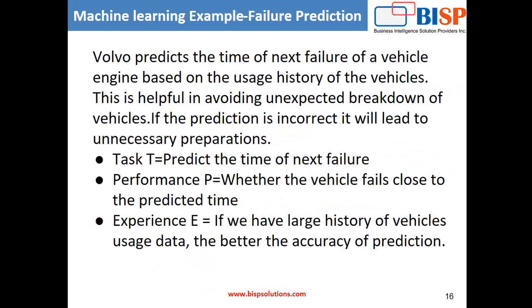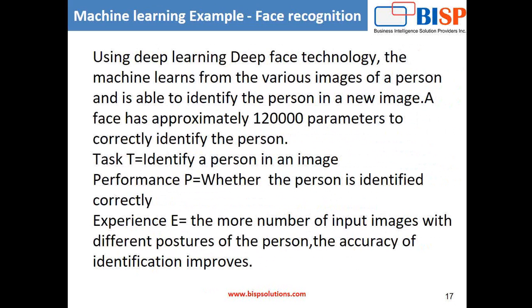The second example is failure prediction. As I told you, Volvo predicts a possible failure of the engine based on your engine characteristics. What is the task T? Task T is to predict. What is the performance? Whether the vehicle fails closest to the predicted time. It will say it's going to fail possibly in 2 weeks, and if it's pretty close to that, the closer it's able to predict, the more the performance P improves. How can the performance P improve? Over a period of time, it handles the history of the vehicles and tries to improve the performance. That's failure prediction. Very important, machine learning is using the deep learning technique, which I will come back to later.